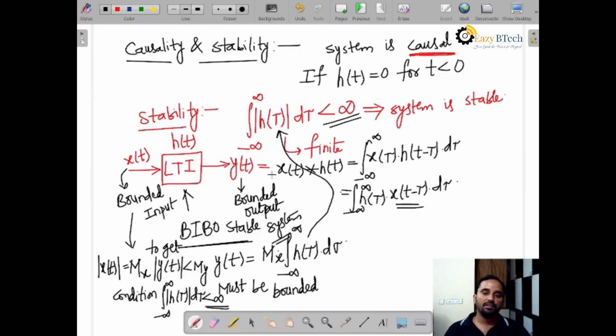Okay, so these are all properties of LTI systems.